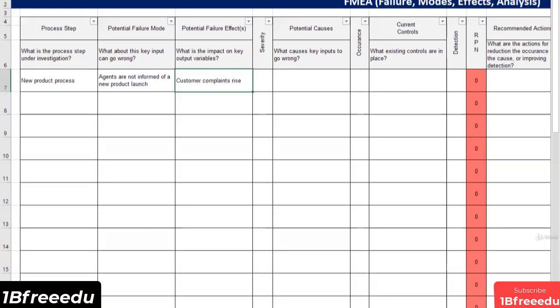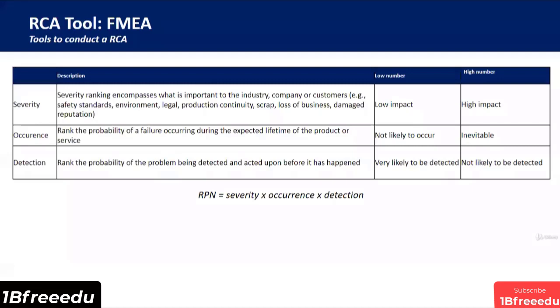So then we have to do something along the lines of what's known as severity, occurrence, and detection. And this is a scoring system that we need to investigate slightly further. So as you can see from your screen, there's a way in which we have to look at severity, occurrence, and detection. So severity ranking encompasses what is important to the industry, company, or customers. So safety standards, environment, legal, production continuity, etc. Now, a low number means that it has a low impact. A high number, a high impact.